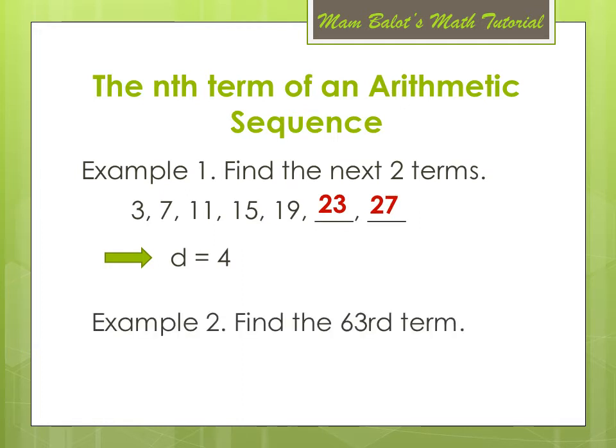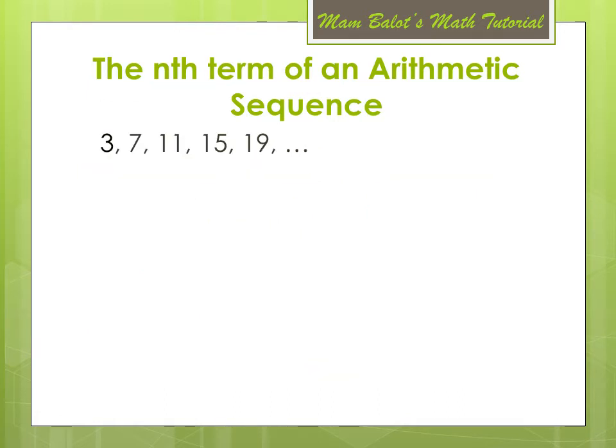But how about example 2? Find the 63rd term of the same sequence. It would be a burden to add 63 times to get the 63rd term. So we will now derive the general term, the nth term, of an arithmetic sequence. From the sequence, we know that its common difference is 4, and the first term is equal to 3.